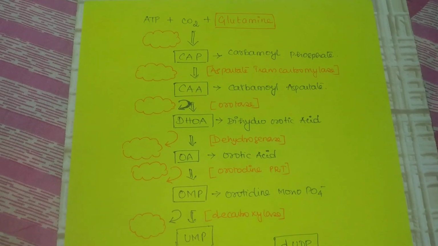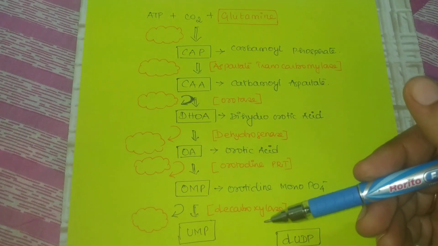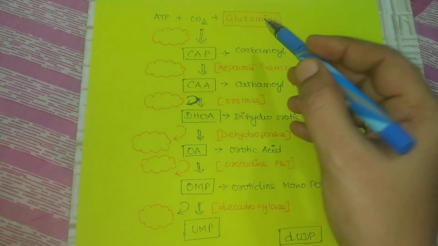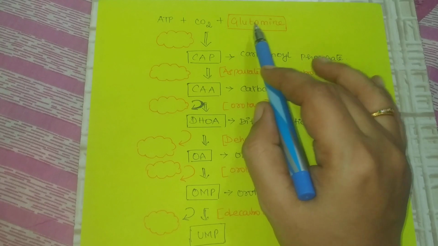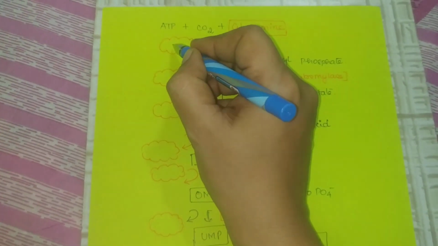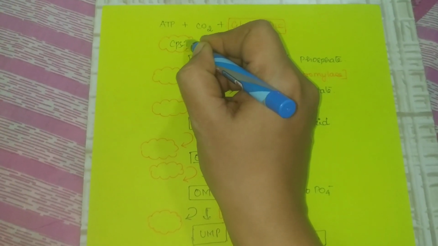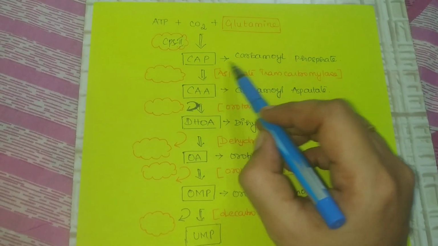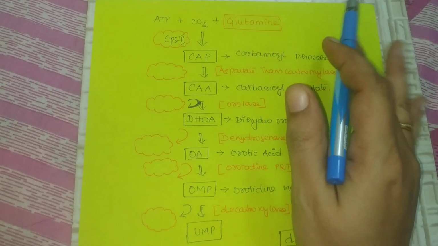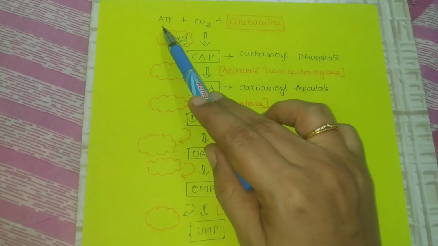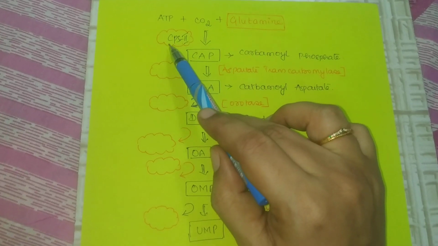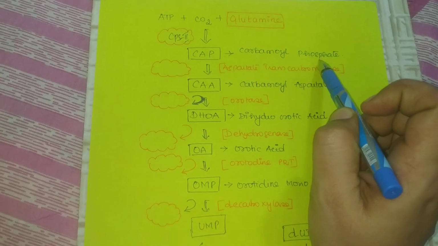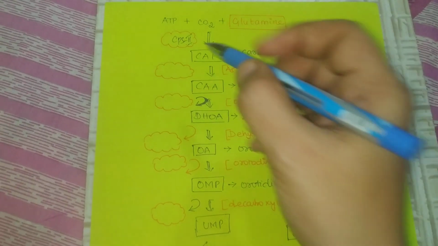Okay, so these are the initial 6 steps of pyrimidine synthesis. Let's see now. In this first step, glutamine is added. As I said, when glutamine is added the enzyme is CPS2, which is carbamyl phosphate synthetase 2, and the product obtained is CAP. CAP is carbamyl phosphate. Is it clear? Glutamine is added along with ATP and carbon dioxide. The enzyme being CPS2, the product obtained is CAP, which is carbamyl phosphate. In the second step you add aspartate.